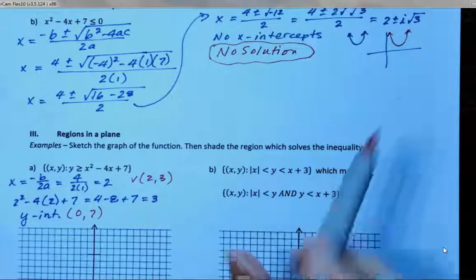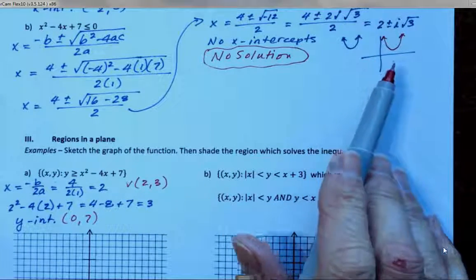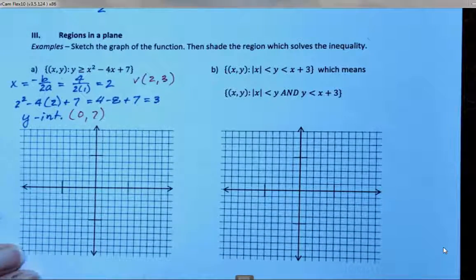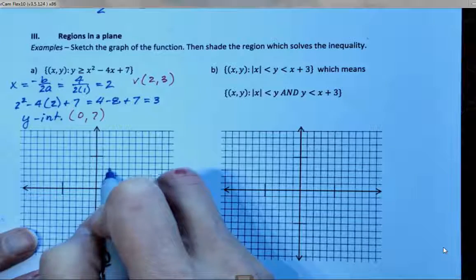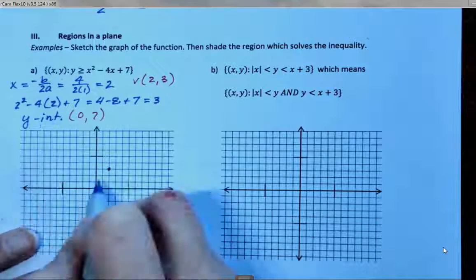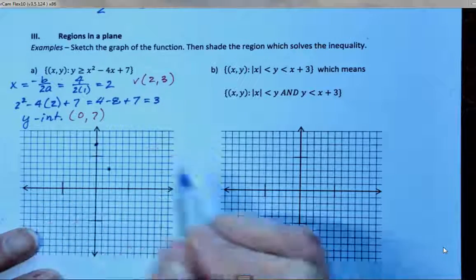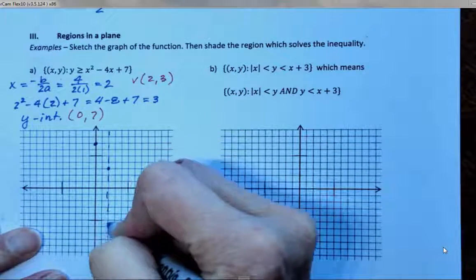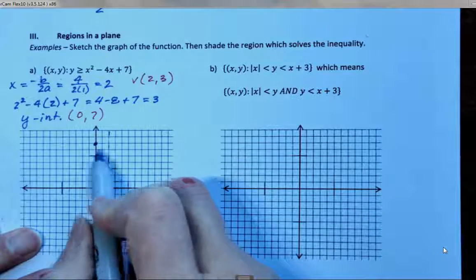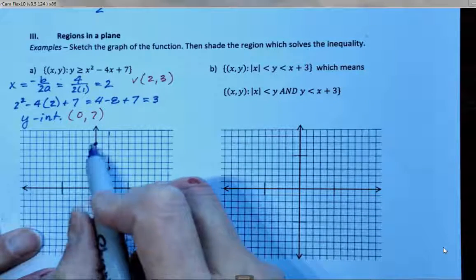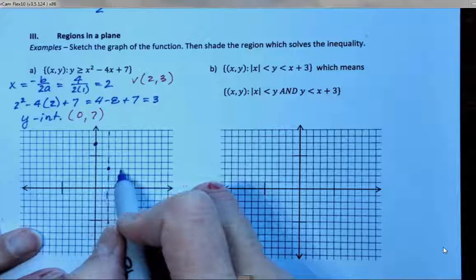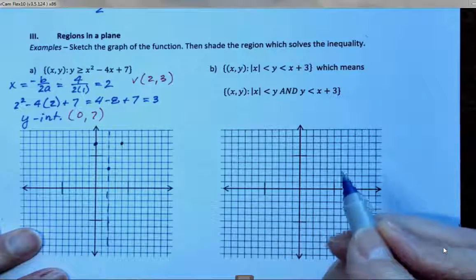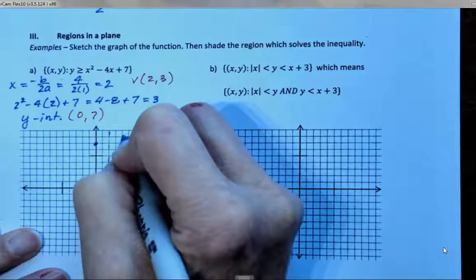And remember, we're opening up, and we're going to be above the x-axis. So I'm going to go ahead and graph now with my vertex of 2, 3 and my y-intercept of 0, 7. And remember that we have an invisible vertical line called the axis of symmetry going through our vertex, and everything is symmetrical to that vertical line. So if I have a point at 0, 7, I know I have another point to the right at 4, 7. So then I have a good idea of what my parabola is going to look like.